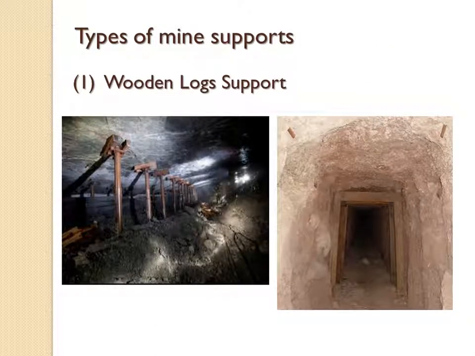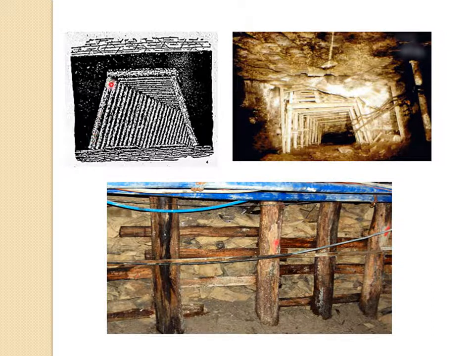The first type of mine support is wooden lock supports. In this picture we can see that the roof of a mine gallery is supported by using wooden supports like this. In the next picture, roof and walls are supported by using wooden support. This is a linear sketch diagram which shows roof and walls supported by wooden props. This is an actual picture where the roof and walls of a gallery are supported by wooden props. In this figure, side walls are supported by wooden props.